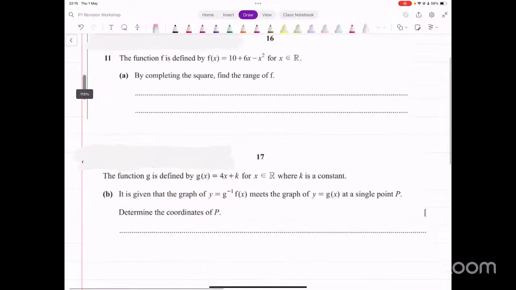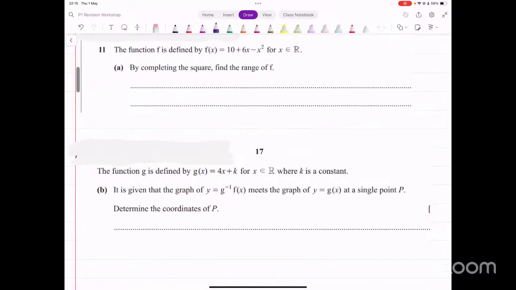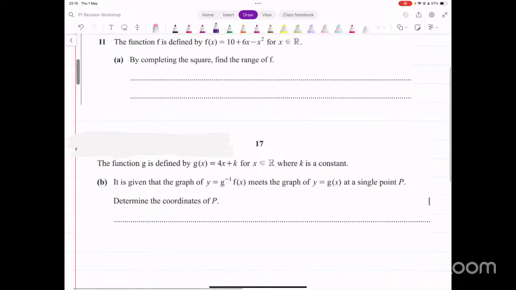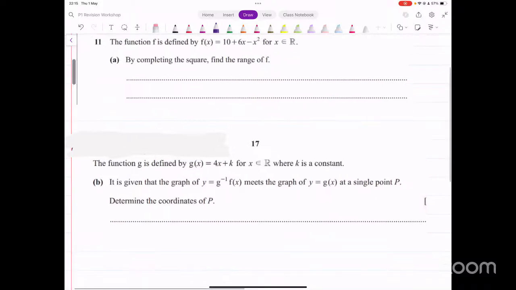Okay, the function f is defined by f of x equals this for all real values of x. By completing the square, find the range of f. Now, the first part is straightforward. How do you complete the square for this? Minus x squared plus 6x plus 10. You can take minus common outside. That leaves you with x squared minus 6x inside, and you have plus 10 outside as it is.